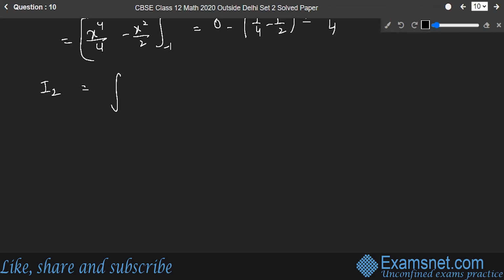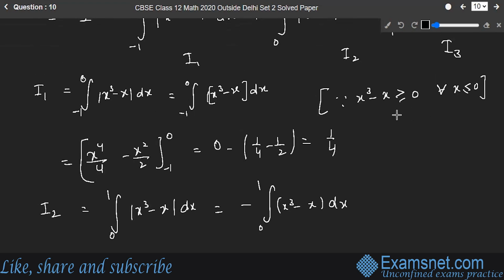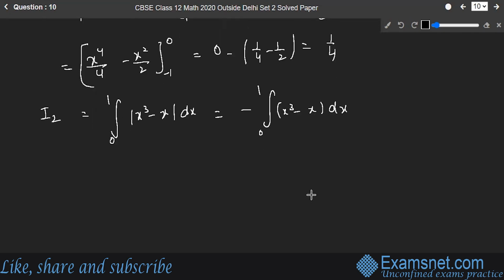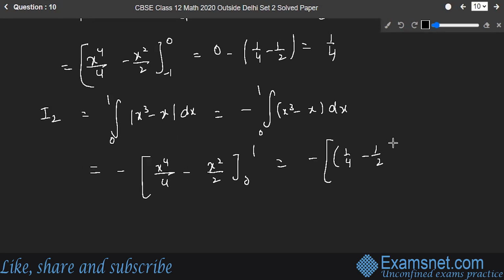Okay. Let's go for finding I2 now. So this is equal to the integral from 0 to 1, same thing, of minus of x cube minus x dx, because this is going to be negative for all x lying between 0 and 1. So this is equal to minus of x raised to power 4 upon 4 minus x squared upon 2, from 0 to 1, which is minus of 1 by 4 minus 1 by 2 minus 0, which is equal to 1 by 4.